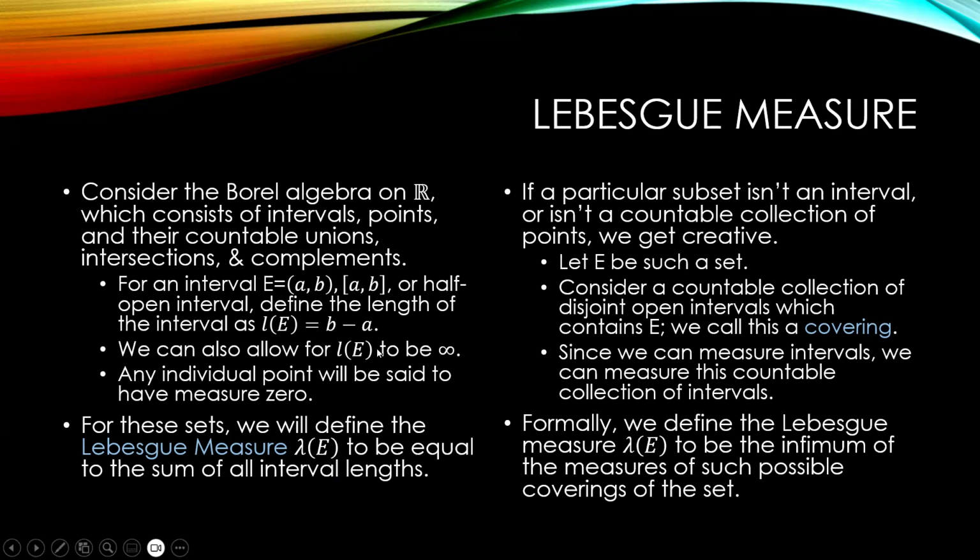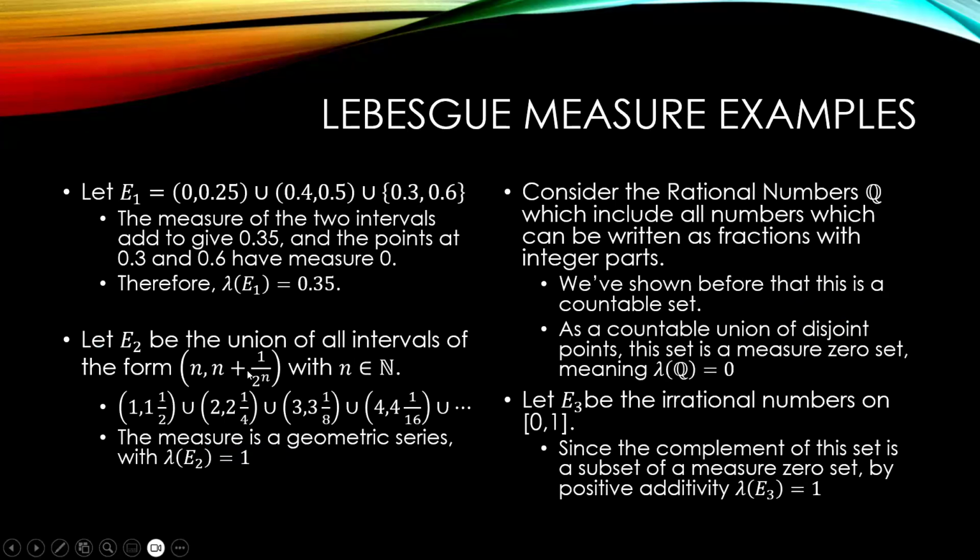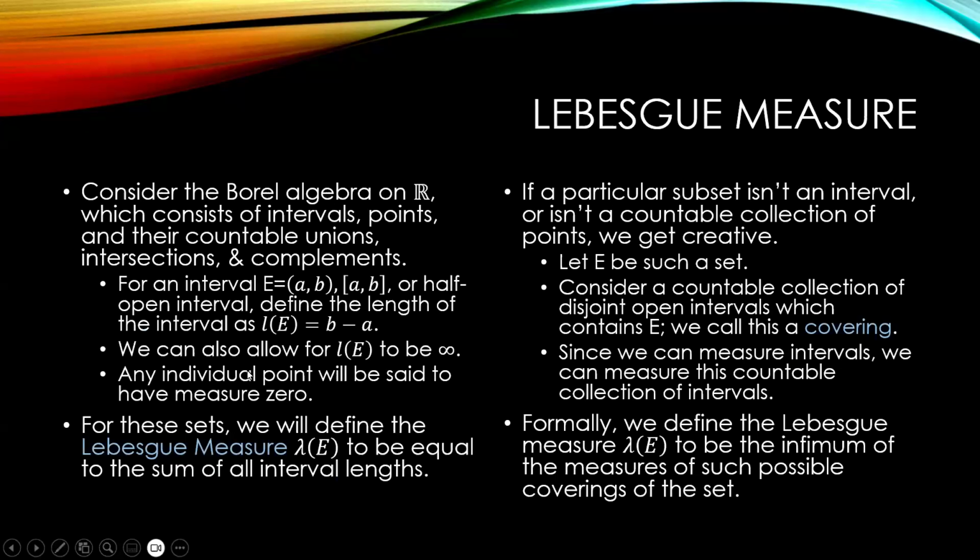We can also allow L of E to be infinity. And so if we end up getting something which is an infinite distance, then we're just going to say it's infinite. Any individual points will be said to have measure 0. Now, this definition is what we're going to call Lebesgue measure. And so for these sets, we will define the Lebesgue measure using this lambda, a Greek letter, to be equal to the sum of all of these interval lengths.